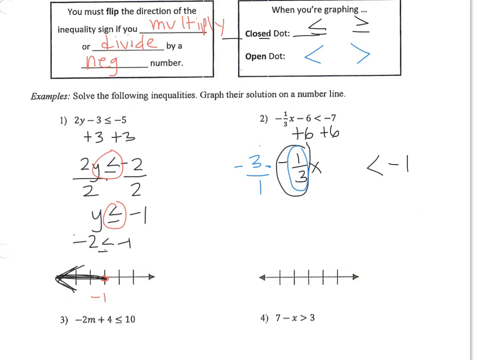And since this number has a negative, we need to write a negative there as well. So this is going to be times negative 3 over 1. This cancels out, so it's x. But now it's going to be greater because you're multiplying by a negative. So negative 1 times negative 3 is positive 3. So we make an open dot at 3, and go to the right, because numbers that are bigger than 3 are 4, 5, 6, 7, and they're on the right.